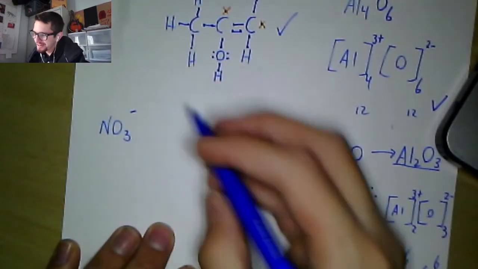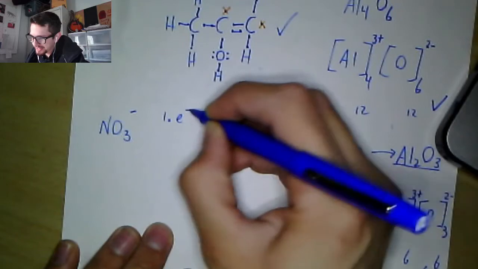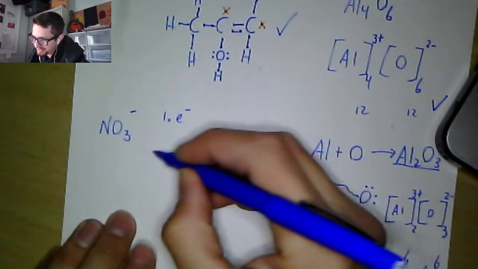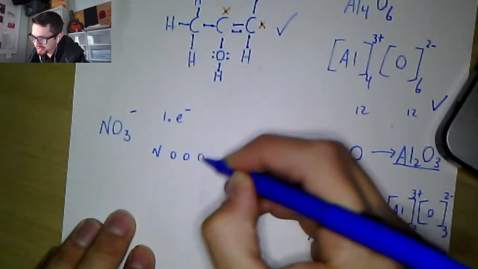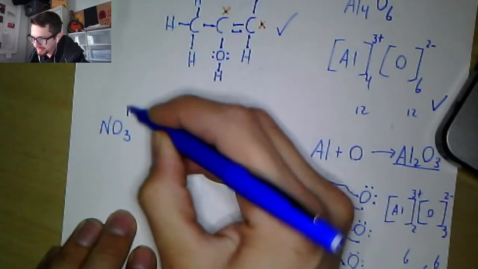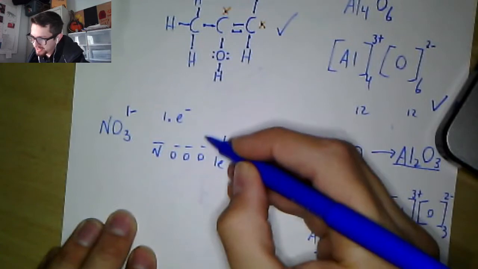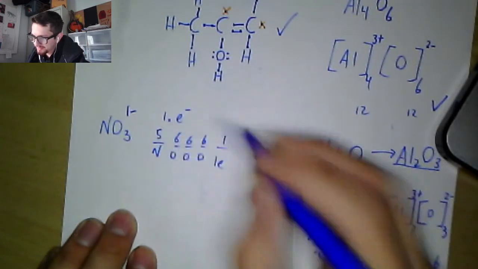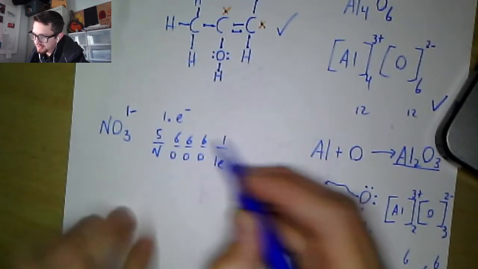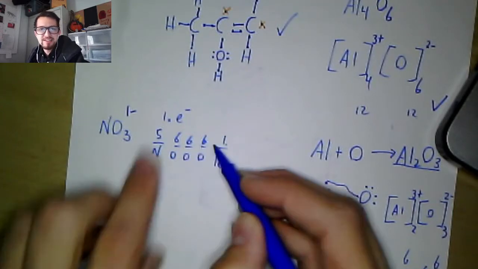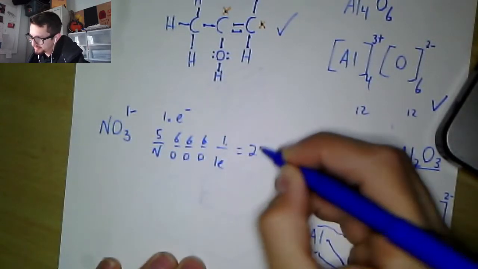So formal charge. First thing, I need to find how many electrons I have. So I have a nitrogen, an oxygen, an oxygen, an oxygen, and 1 electron that I see right here. So how many does each guy have? This is 1. Each oxygen has 6. Nitrogen has 5, so I have 6, 12, 18. This is 6 as well, so 6, 12, 18, 24. 24 electrons.